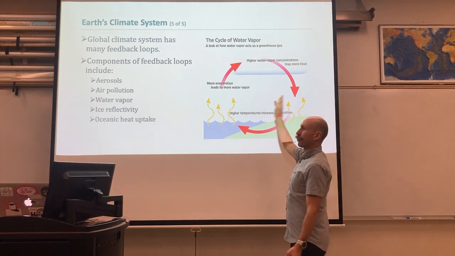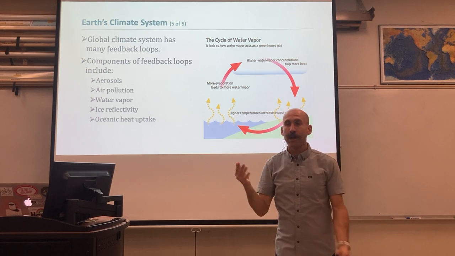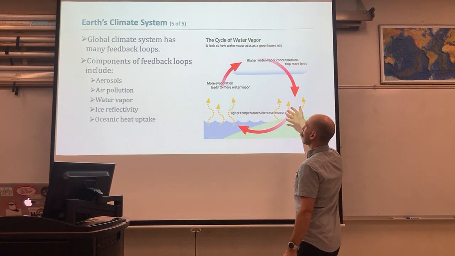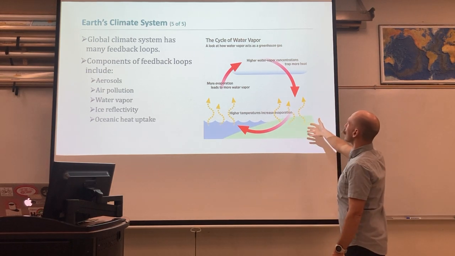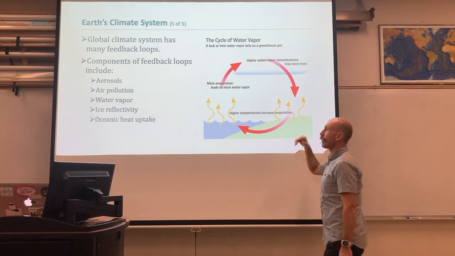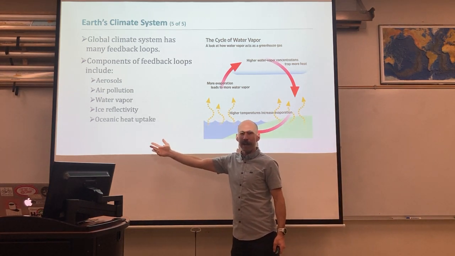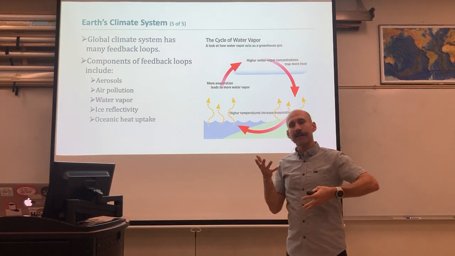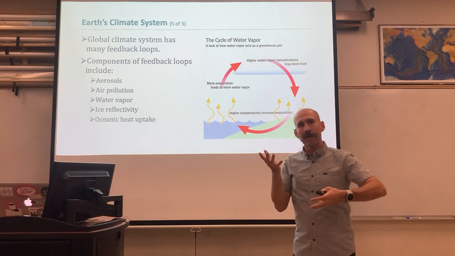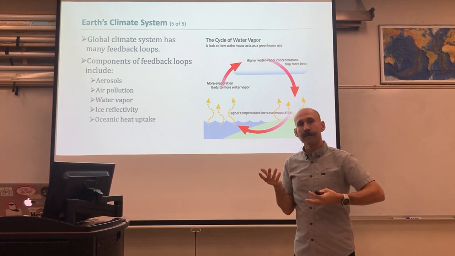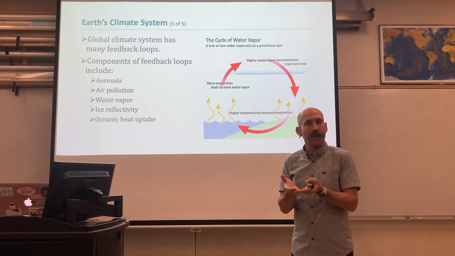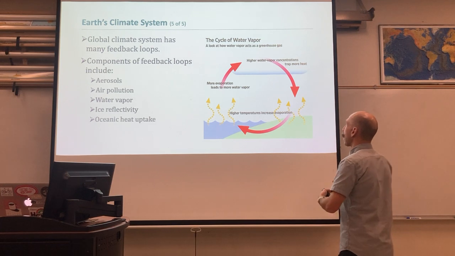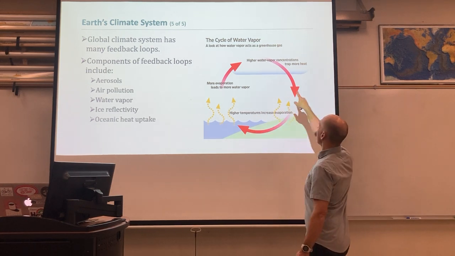So there's lots of feedback loops. In nature, predator-prey relationships are a feedback loop. In the climate system, we're looking at aerosols, air pollution, water vapor, ice reflectivity, ocean heat uptake. And what you get is carbon, and so the amount of atmospheric carbon and global temperature are highly attuned to each other because of these negative feedback systems, these negative feedback loops that keep a stability.